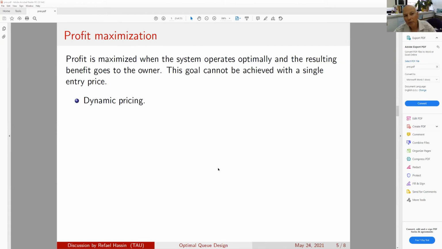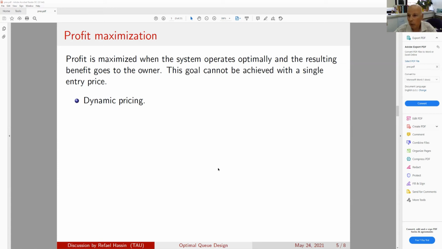I want to mention profit maximization because it leads to similar results to the current paper. So there is a server, and the server charges entry prices or service prices. And what is the maximum profit that is possible? So the maximum possible profit requires two points. Two things must be obtained.